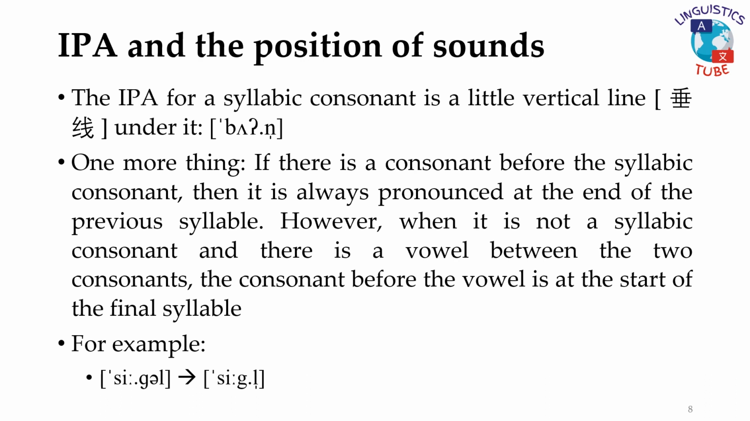I want to tell you one more thing about syllabic consonants. We know that, in the word seagull, if we pronounce it with a vowel, then the syllable is gull. Therefore, g is at the start of the syllable. However, if we use a syllabic consonant, then the g moves to the end of the first syllable. Seag, seag, seag. So, remember that the consonant before the syllabic consonant is always pronounced at the end of the first syllable.